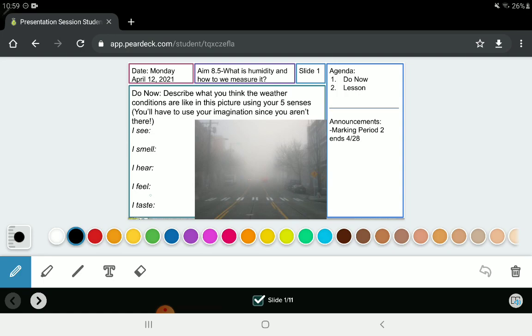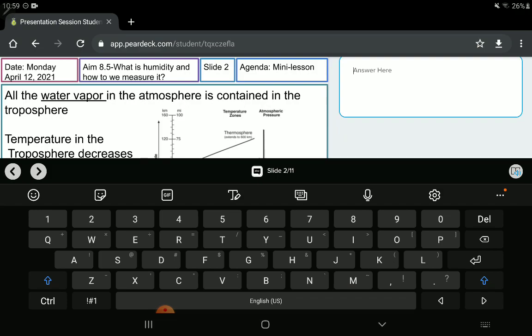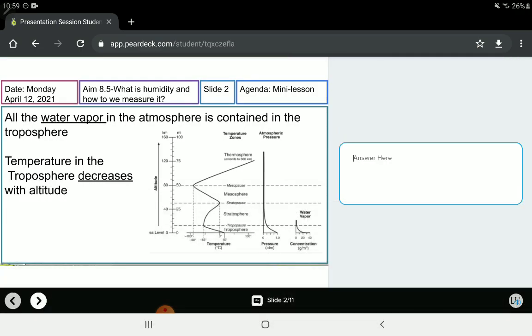Remember that feel is not like emotions. That would be emotional feeling. This is like touch. So what can you feel on your hands? What can you feel on your face? Maybe if you walked in a puddle, what do you feel on your shoes? Anything like that.